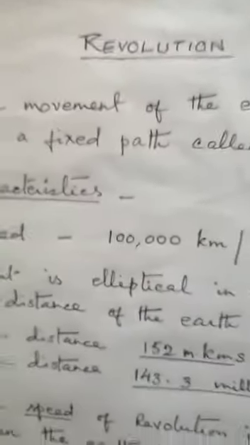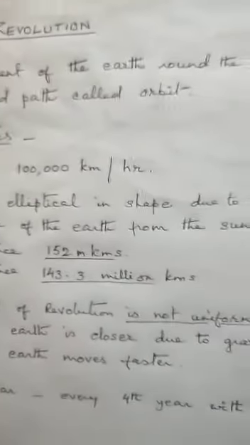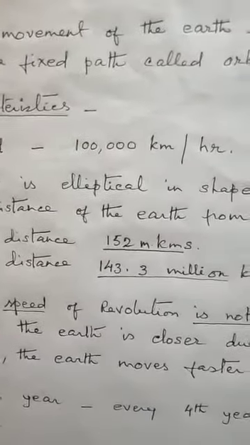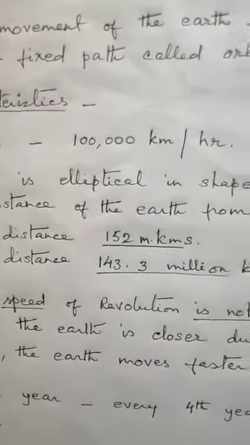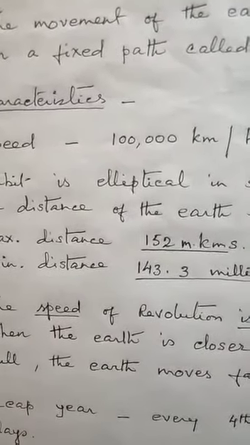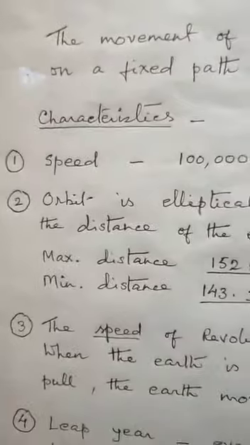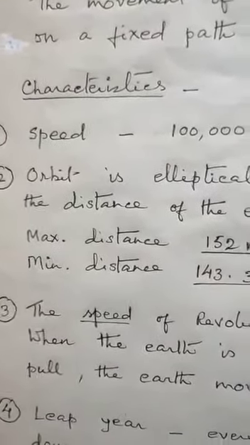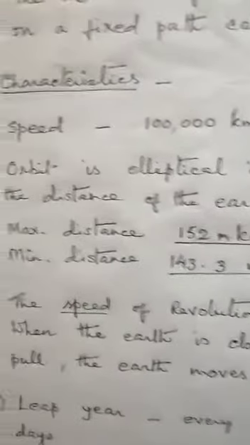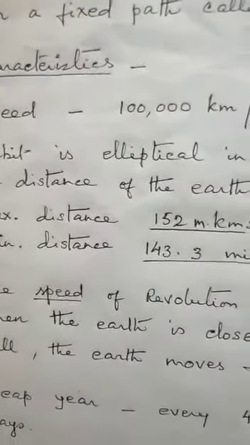What is revolution? The movement of the earth round the sun on a fixed path is called revolution and the fixed path is called orbit. The orbit is not spherical in shape, it is elliptical. Now, what are the characteristics? Speed. The speed is 1 lakh kilometer per hour. Now, the orbit is elliptical in shape.